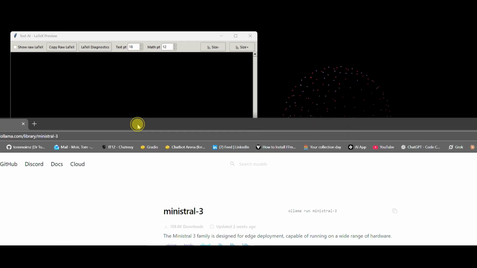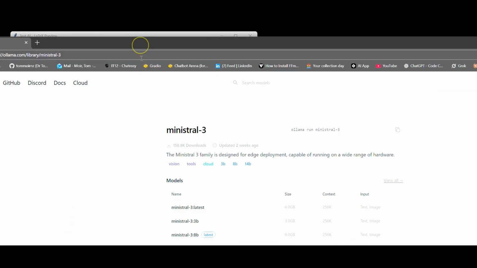Hi guys, welcome back. I've spent ages using a new model which I downloaded, running on my machine locally. It's not running online. In fact, there's no internet being used in this demo, and it's the Ministral-3 one. I'm using Ministral-3 latest. It only came out, I think, about a month ago or something like that.